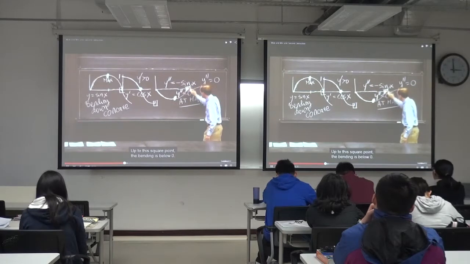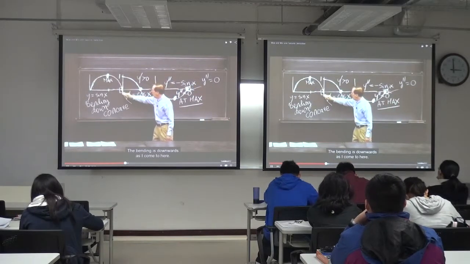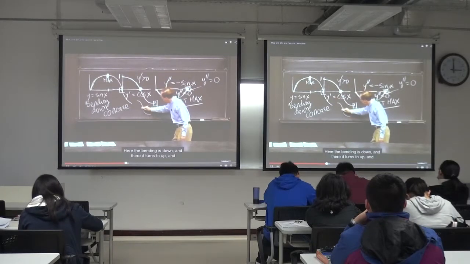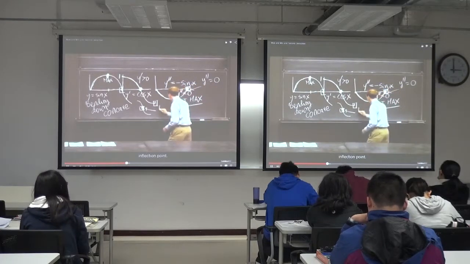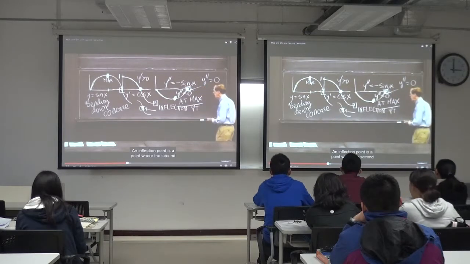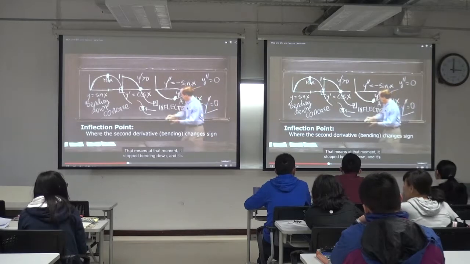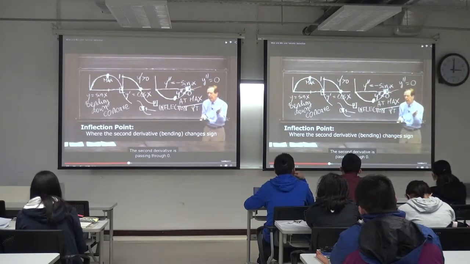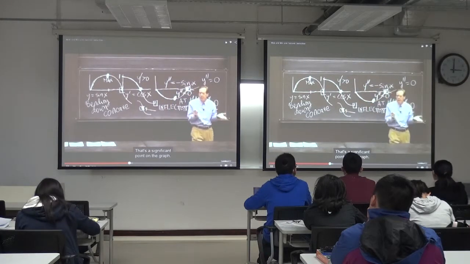Up to this square point, the bending is below zero, the bending is downwards as I come to here. But then there's something rather special that you see. Can I try to blow that point up? Here the bending is down and there it turns to up, and right in there is what's called, and this is my final word to introduce, an inflection point. Don't ask me what. An inflection point is a point where the second derivative is zero. And what does that mean? That means at that moment, it stopped bending down and it's going to start bending up. If the second derivative is passing through zero, the sign of bending is changing. It's changing from concave here to convex there. That's a significant point on the graph.